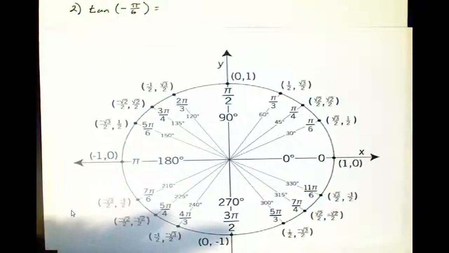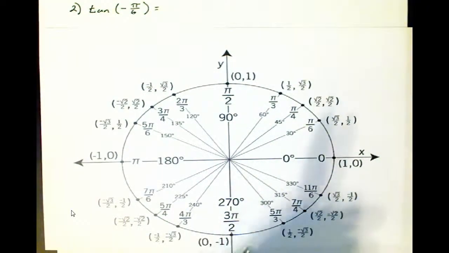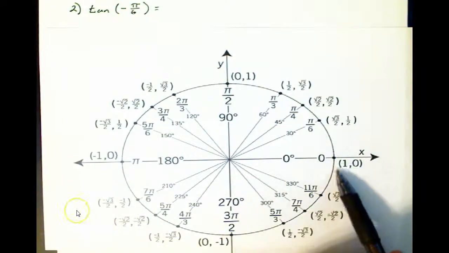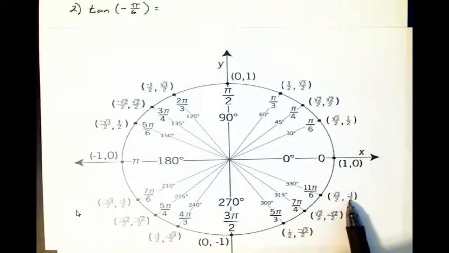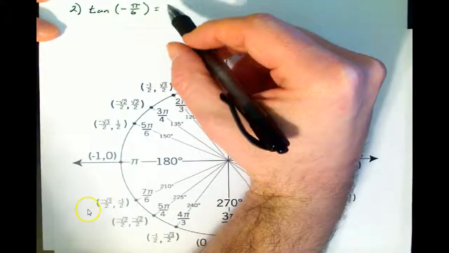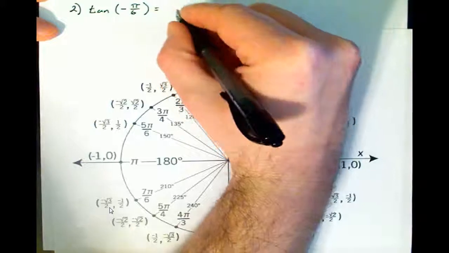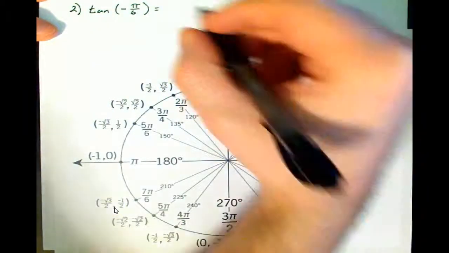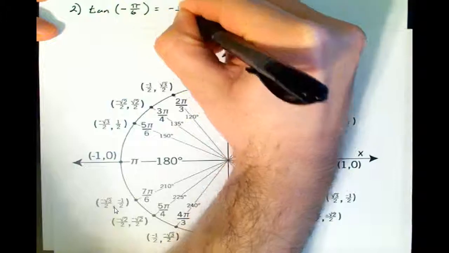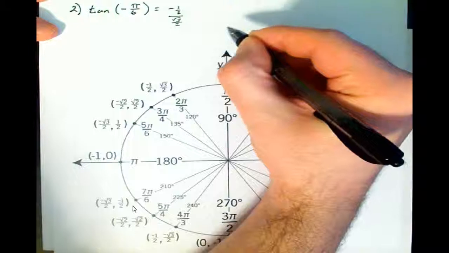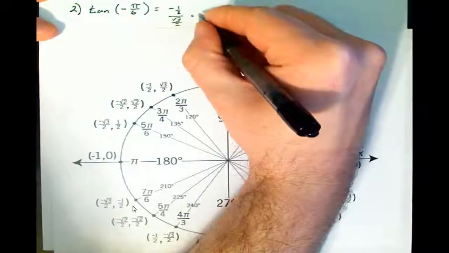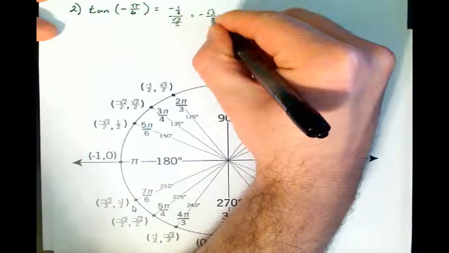Tangent. Okay, tangent of -pi over 6. Now remember, negatives go down, so I'm actually right here. And tangent is y over x. Okay, so that's going to give you, see if I can get my hand out of the way, -1/2 over square root of 3 over 2. Okay, whenever you reduce that, you get negative square root of 3 over 3.